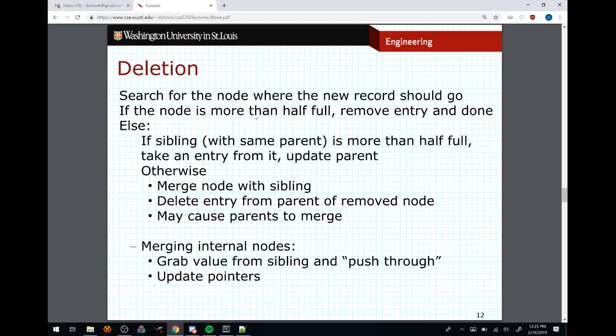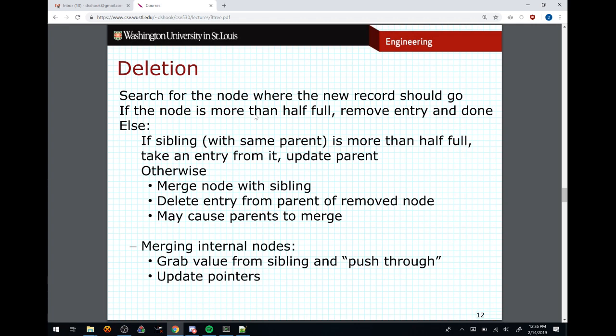If my neighbors don't have enough values, they're also close to half full, so they can't give me any, then I have to merge. I have to pick a neighbor and combine those two nodes together into one node. It's the opposite of a split, right? If I'm inserting values, sometimes I have to split. With deletion, as my nodes empty out, sometimes I'm going to have to merge them back together. I'm going to have to fuse them back together. So I'll merge those values.